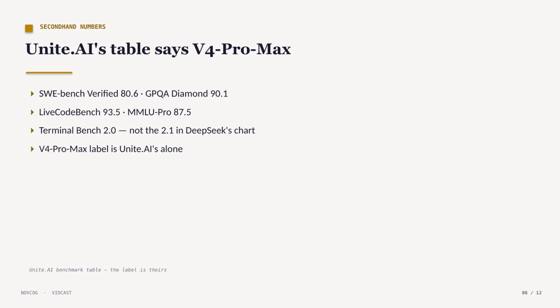A second set of numbers comes from Unite.AI, and their table is labeled V4 Pro Max, which is not the same string as V4 Pro 0813, and no other source uses that name, so treat these as Unite.AI's reporting, not confirmed 0813 results. They report SWE-bench Verified at 80.6, GPQA Diamond at 90.1 pass at 1, LiveCodeBench at 93.5, and a Codeforces rating of 3206. One caution: their Terminal Bench row is version 2.0, 67.9 against GPT-5.4's 75.1. The agent chart used 2.1. Different versions. Do not compare them.